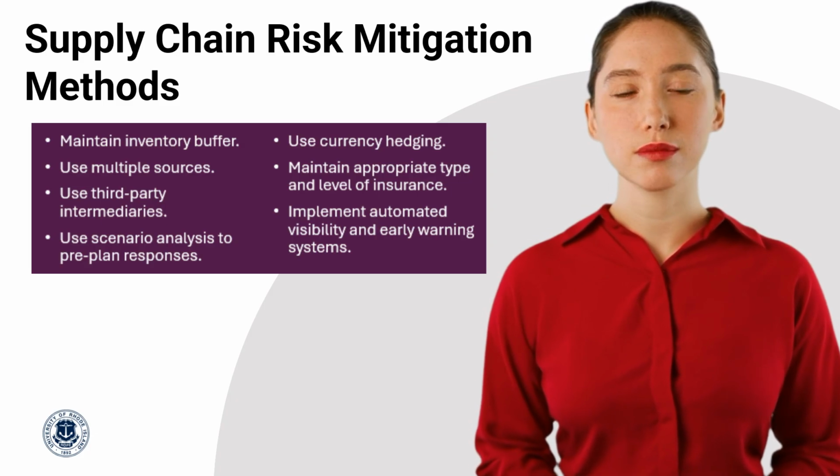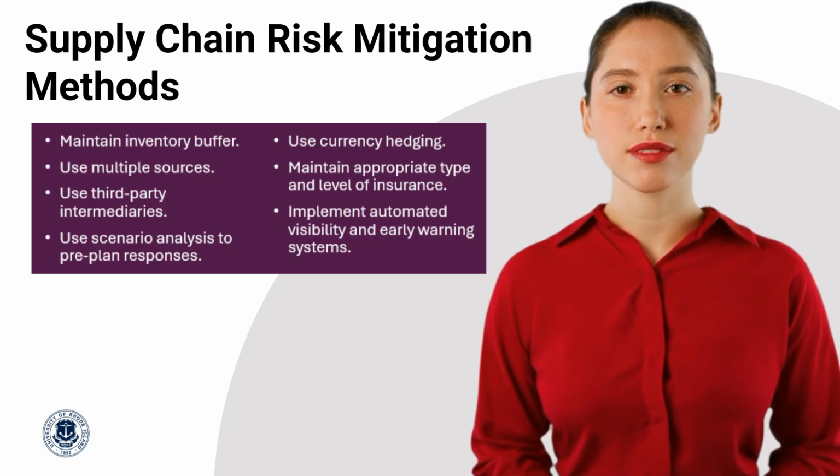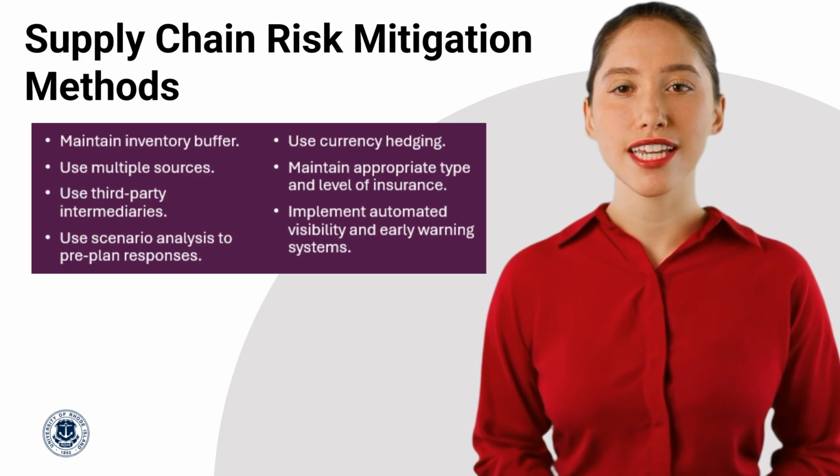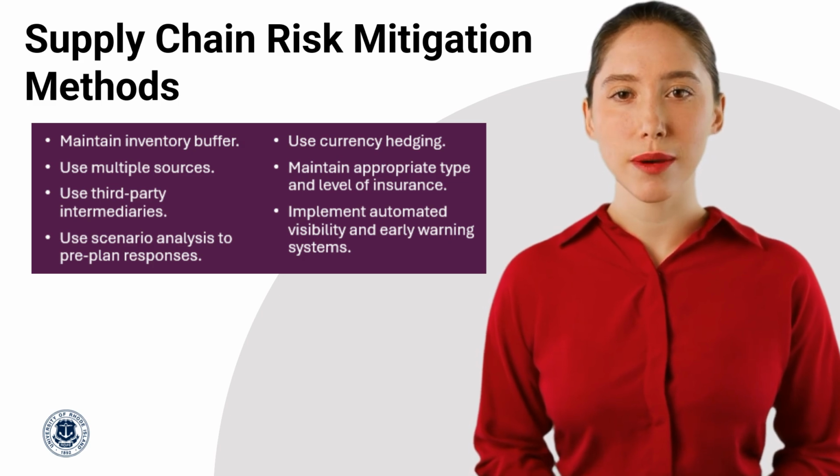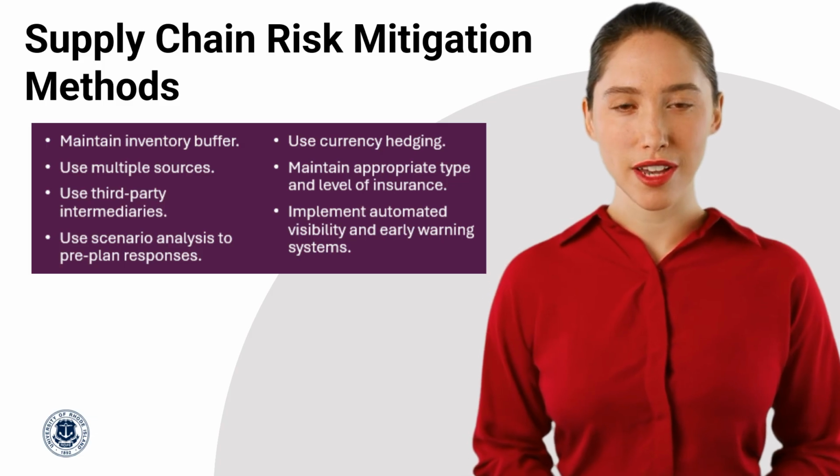Another approach is multiple sourcing. By purchasing from several suppliers instead of one, firms reduce dependence on a single source and gain flexibility during disruptions. The trade-off is less consistency and potentially weaker collaboration with suppliers.